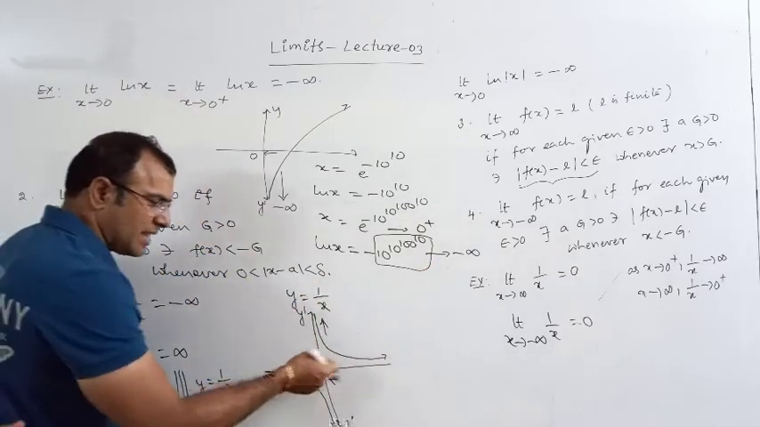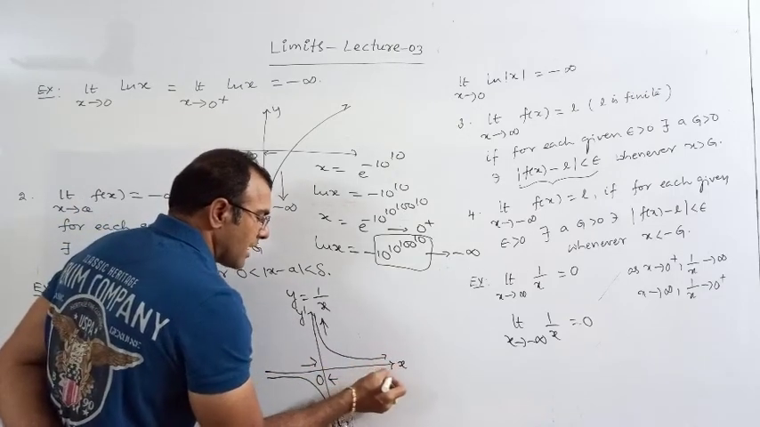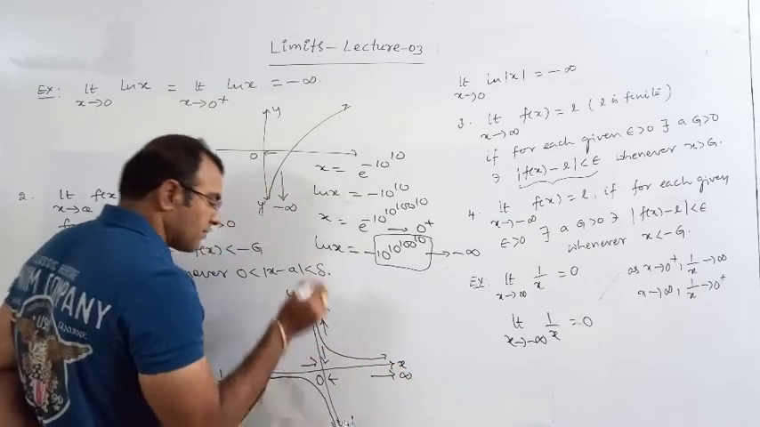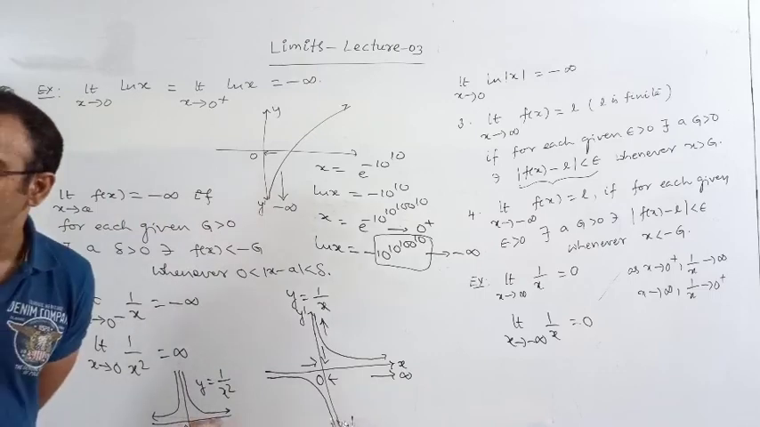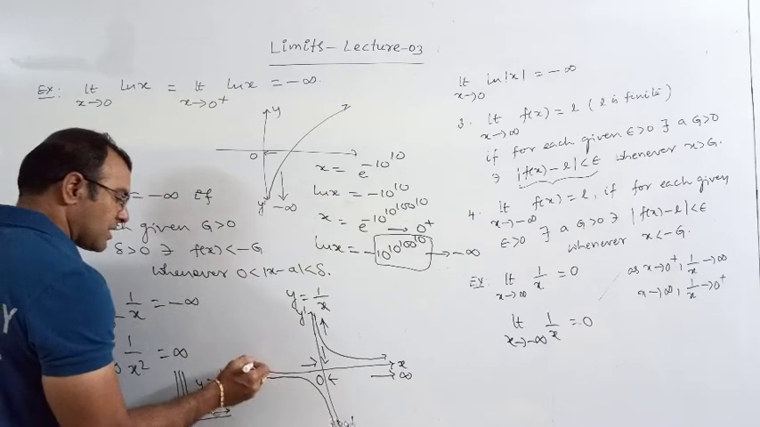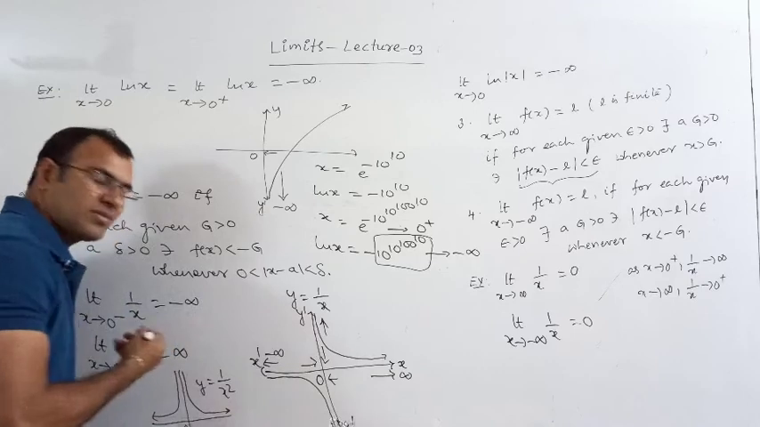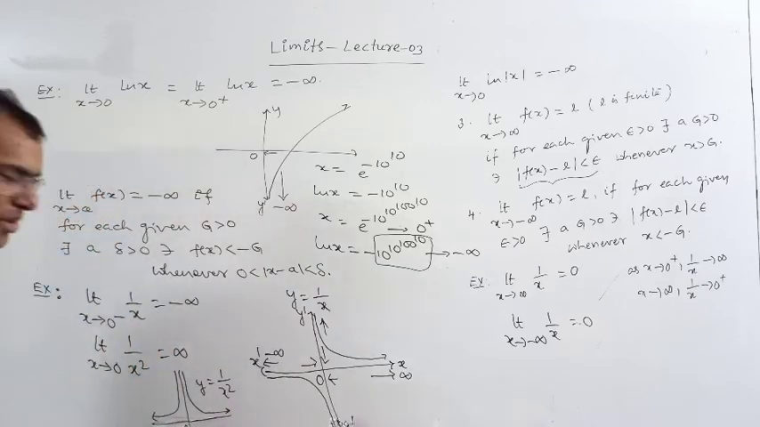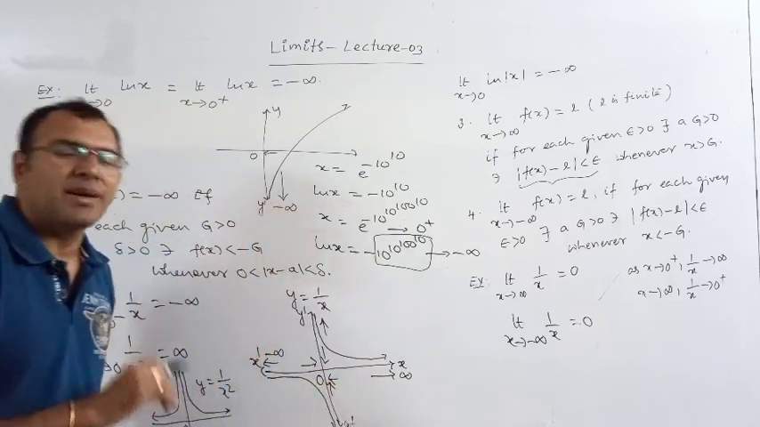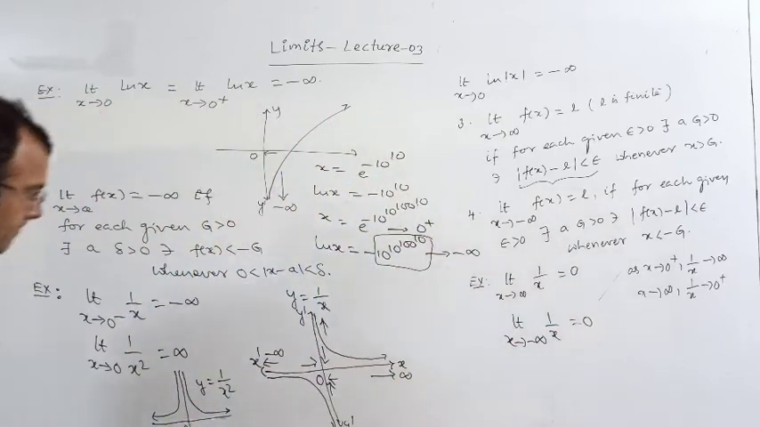You observe this here. When you are moving x like this towards infinity, your values are dropping down towards 0. When you are moving x to negative infinity, like this, your values are increasing towards 0. But in both the cases, you write 0. Write down.